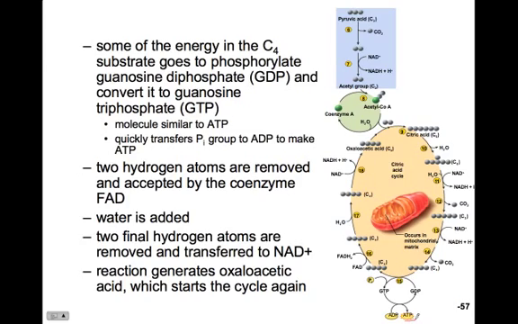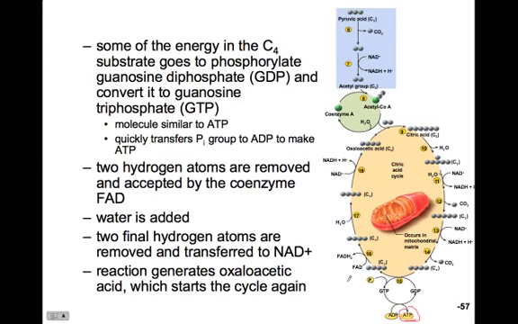But it goes through an intermediate step where GDP, guanine diphosphate, which is very similar in structure to ATP, becomes phosphorylated and becomes GTP, and then GTP passes its phosphate onto ADP, allowing it to become ATP. So we've made 1 molecule of ATP for each pyruvic acid that came into the system.